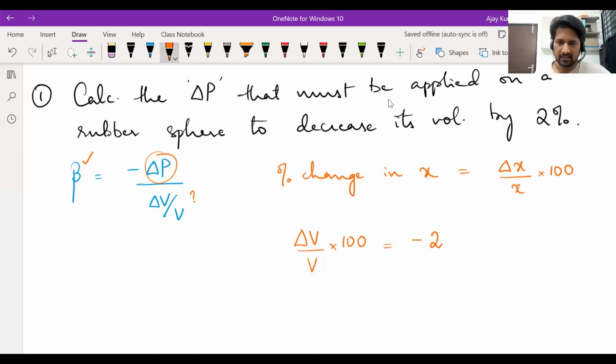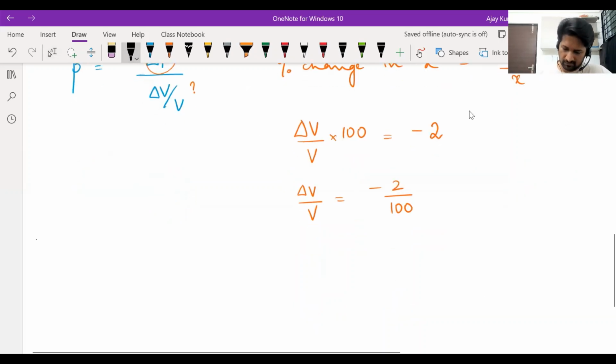That is how you take it. Okay. So indirectly delta V by V is given to you. So delta V by V becomes minus 2 by 100. That's all. Substitute it there. You will get the change in pressure that is needed. Solving, I think you can do. Next question.